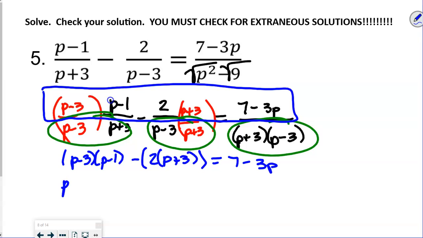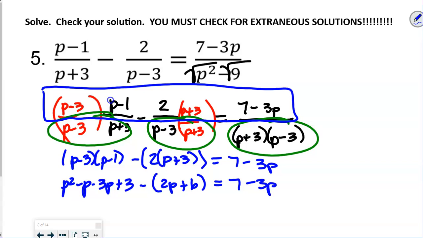So this is going to be p squared minus p minus 3p plus 3 minus 2p plus 6 is equal to 7 minus 3p, okay? Keep on simplifying. P squared minus 4p plus 3 minus 2p minus 6. That's a common error right there, y'all. Okay, so because that's a minus, it's going to change both these signs. Okay, so really watch that when you're doing it, all right? So this is equal to 7 minus 3p, okay?